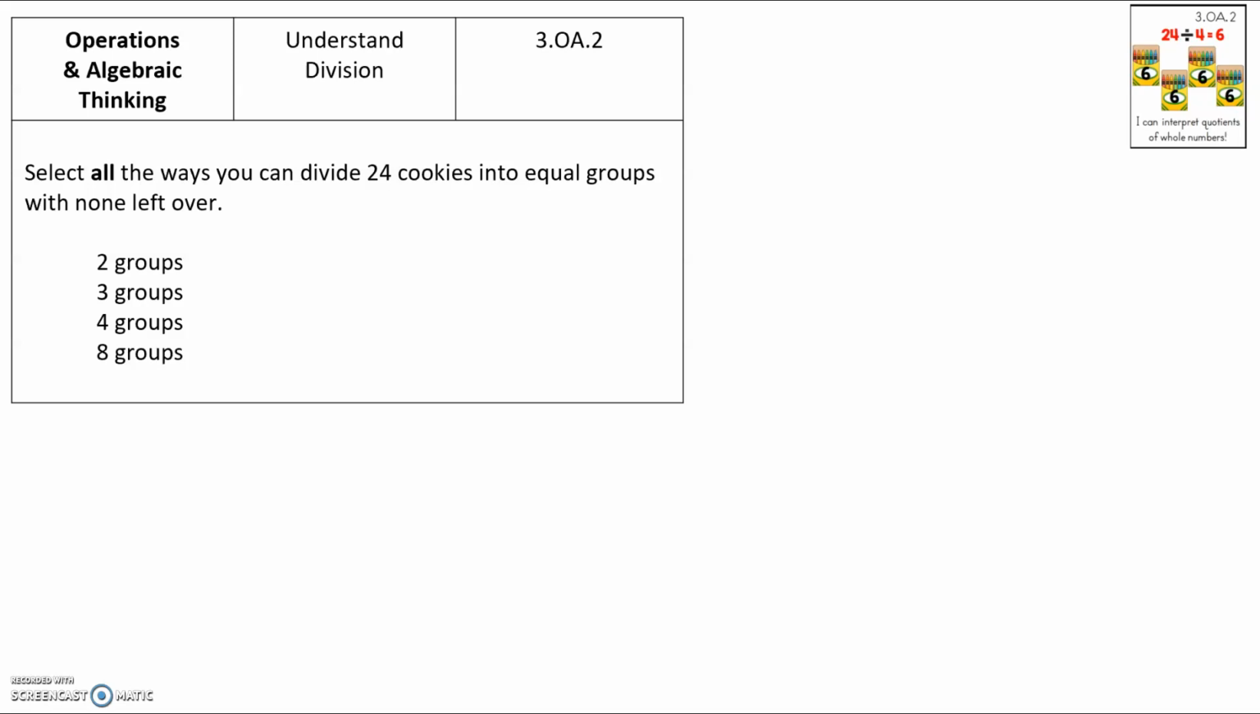Today we are again looking at how to divide and understanding what that means. We are working on Operation Algebraic Thinking, and we're trying to figure out quotients. We have a question here that says select all the ways you can divide 24 cookies into equal groups with none left over.